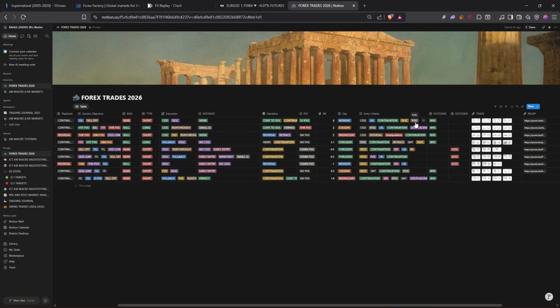Overall the forex trading started very late, 2026, but yeah, it's still going pretty well as expected. So yeah, that was the overall trade recap.